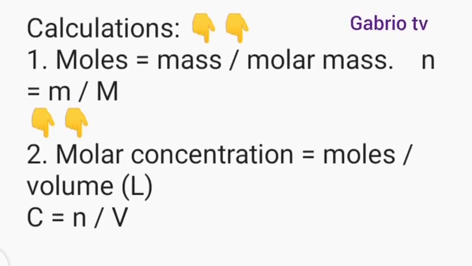Then what about calculations involving a mole? If you are looking at the mole concept, the basic formula you need to know is that 1 mole, or just the moles of a substance, equals what? Mass over molar mass. That's n equals m over big M, that is molar mass. So the mass in grams, then the molar mass in grams per mole. Then another formula is what? Molar concentration equals what? Mole over volume. So that's C equals n over V.